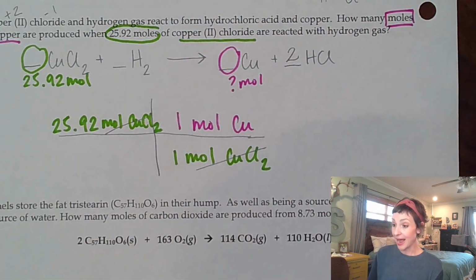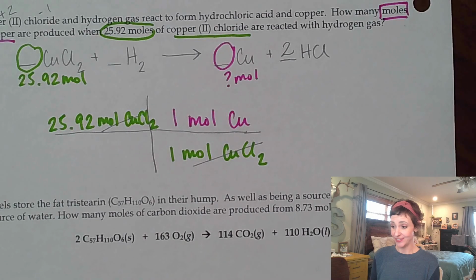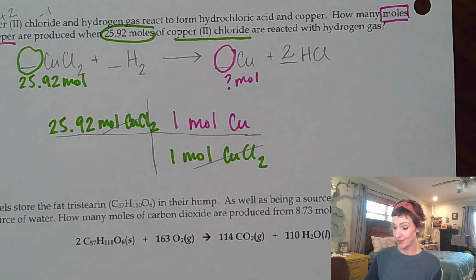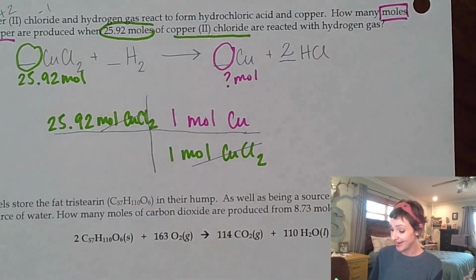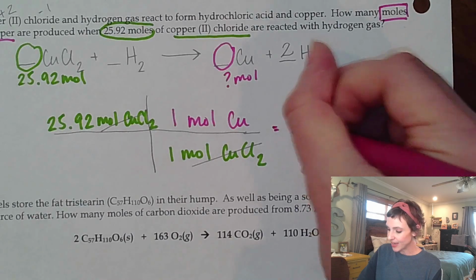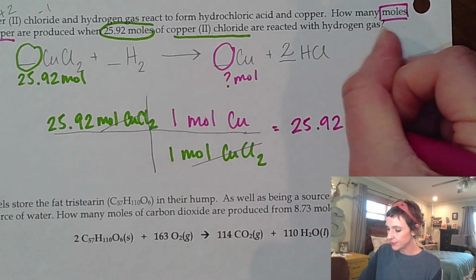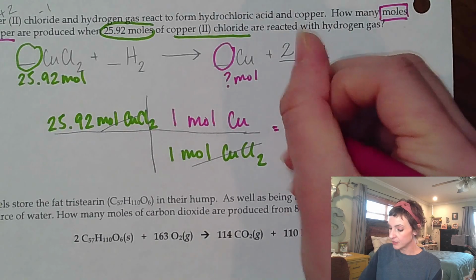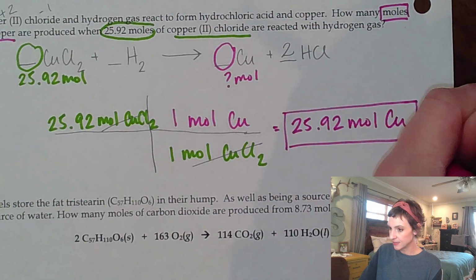Boom. I do not even have to pick up my calculator for this. I don't really technically have to worry about sig figs. I just make sure that I don't change that to a different number of sig figs. Basically, how many copper moles do I have here? That's the same thing, right? 25.92 moles of copper. Amazing.